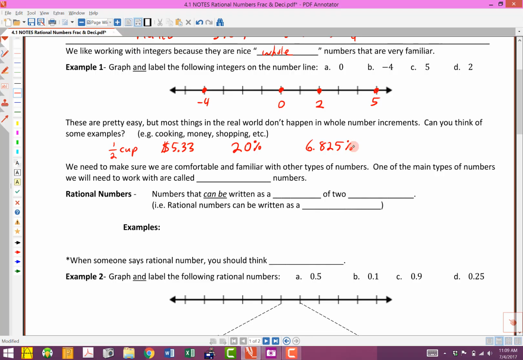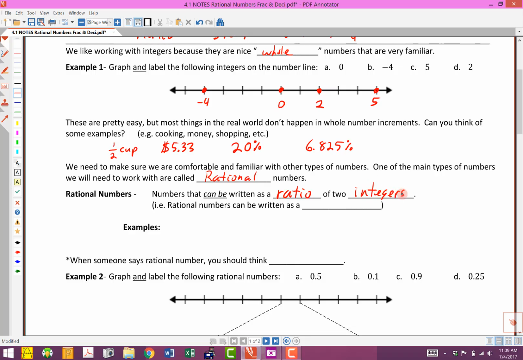So what we need to make sure is that we're comfortable with other types of numbers. And one of the main other types of numbers that we're going to need to be familiar with are called the rational numbers. So let's talk about what rational numbers are. Rational numbers, and this is kind of a technical definition, rational numbers are numbers that can be written as a ratio. There's the root word of the word rational. They can be written as a ratio of two integers.